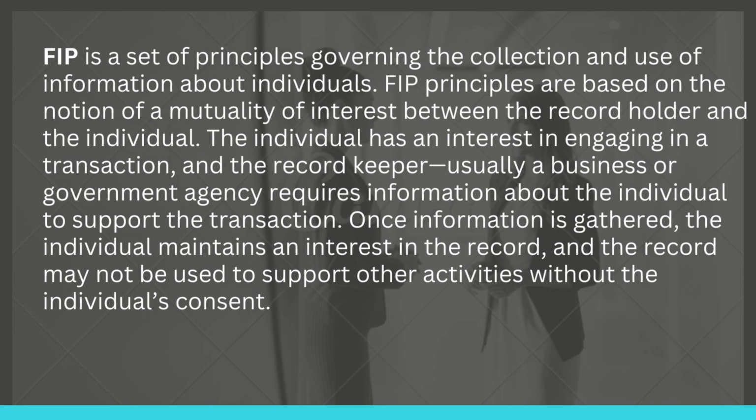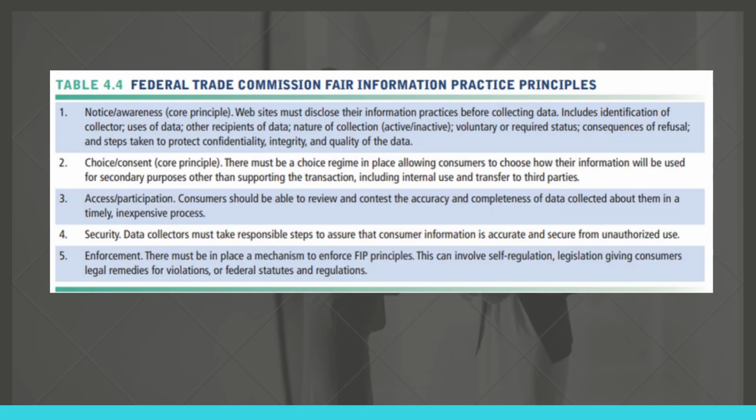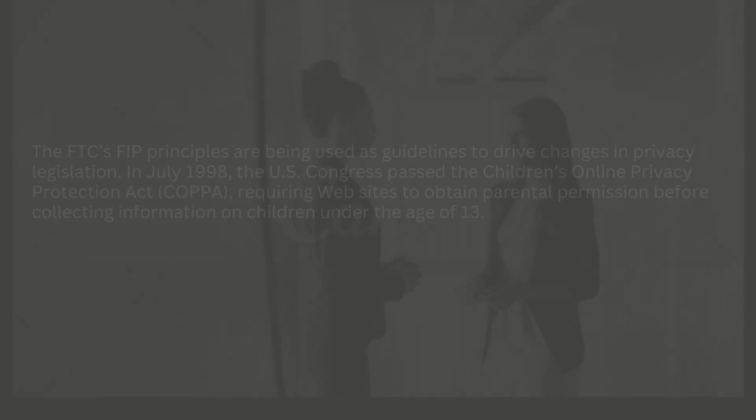FIP principles also are based on the notion of the mutuality of interest between the record holder and the individual. The individual has an interest in engaging in a transaction, and the record keeper, usually a business or government agency, requires information about the individual to support the transaction. Once information is gathered, the individual maintains an interest in the record, and the record may not be used to support other activities without individual consent. Here, the Federal Trade Commission's Fair Information Practice Principles.